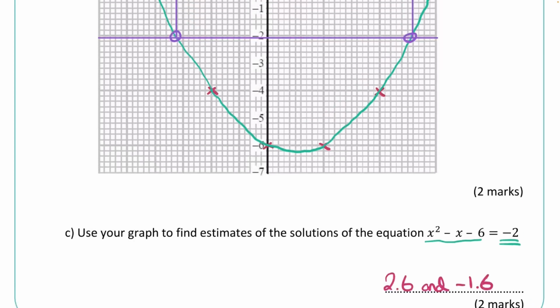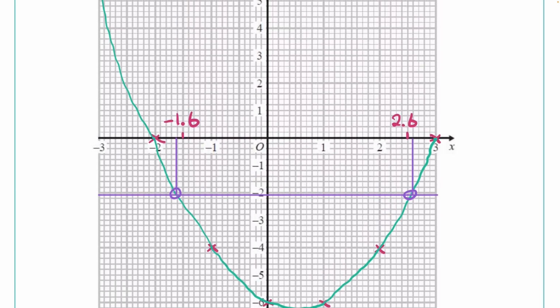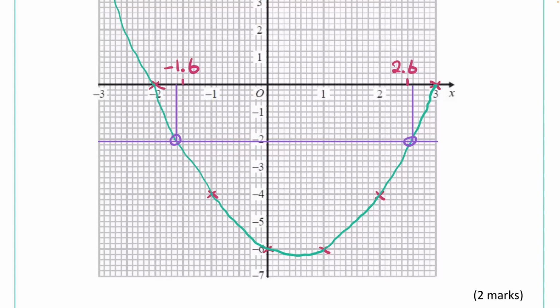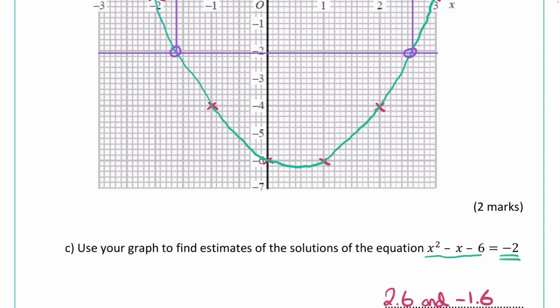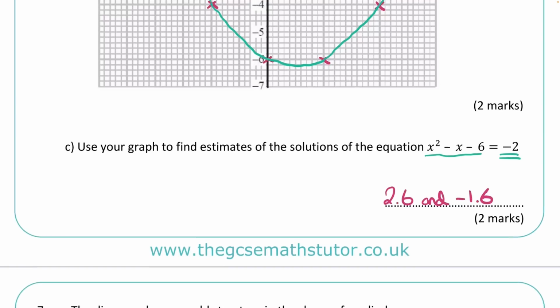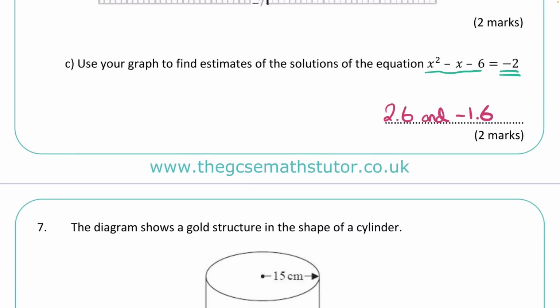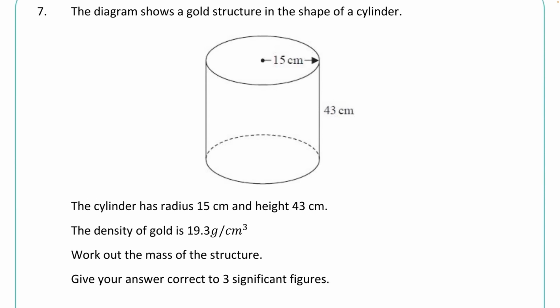And if you're doing this on a piece of paper, you might get ever so slightly different answers to me, but they're going to be pretty close to those two. And there we go. That is finding those solutions at a line that's different to the x-axis. Okay, on to our next question.